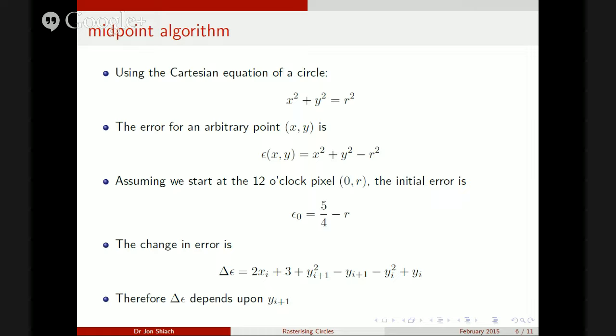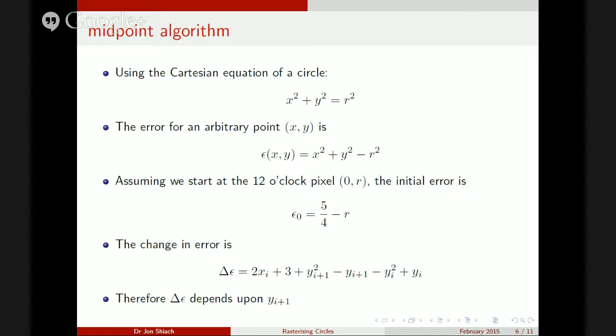For all other steps in the method, what we've got to do is calculate the change in error. So to do that, we say the change in error is equal to the error if xi has been illuminated. What's the change in error between the midpoint at 2 pixels along, minus the error at the midpoint at the next pixel along? Okay, so 2 pixels to the right, what's the error at the midpoint? Minus the error at the pixel 1 pixel to the right. Notice this is yi plus 1.